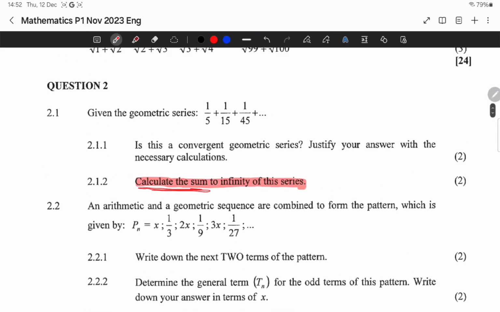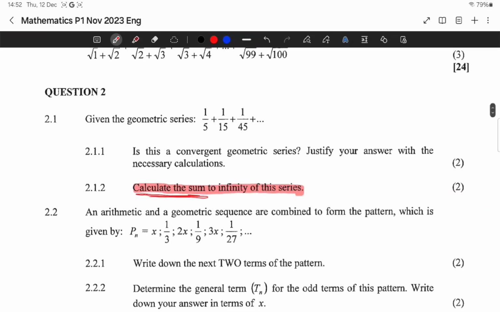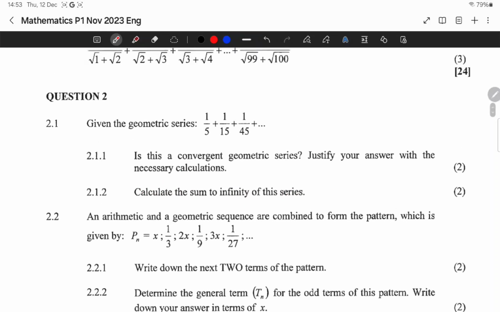Otherwise, you'll be calculating an infinite number, because if the series doesn't converge, then you'll be adding successively bigger and bigger numbers and subsequently getting an infinite number or a very large number. And you cannot calculate the sum to infinity of that type of series. So obviously this series has to be convergent. But then of course you have to justify your answer. And how do you justify your answer?